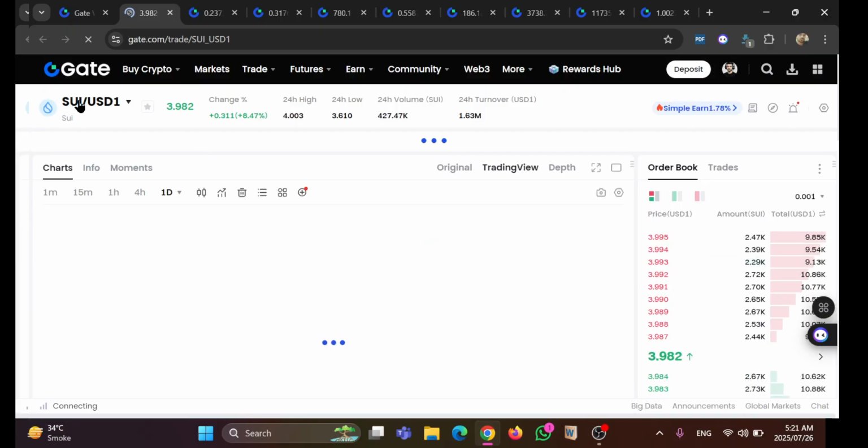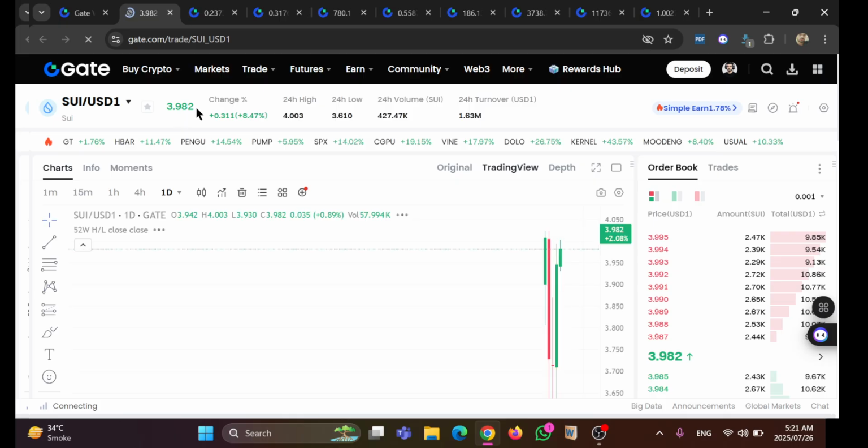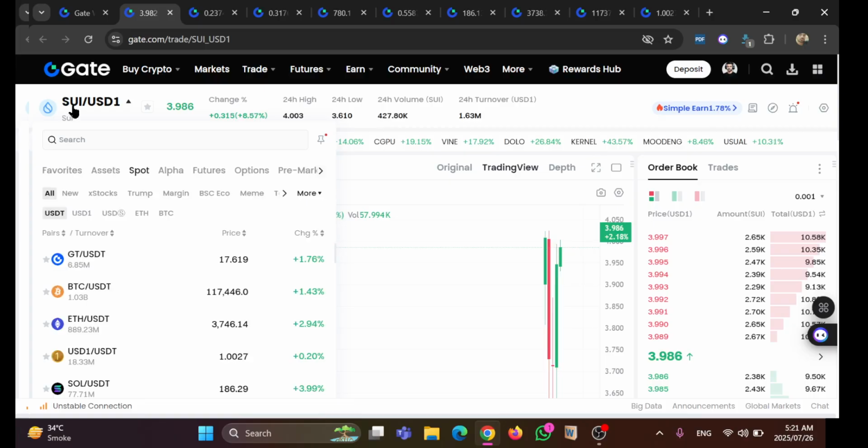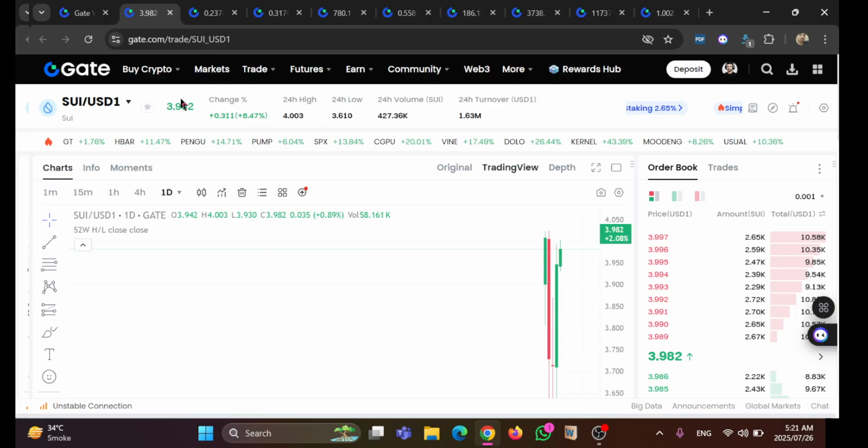And here is SUI, and its market price is 3.982 USD1. Its market price had increased by 0.311 USD1. It is 8.46%. In the last 24 hours, the highest market price of SUI was 4.003 USD1, and the lowest market price of SUI was 3.61 USD1. In the last 24 hours, 427.36 thousand SUI has been traded, and 1.63 million USD1 has been traded.